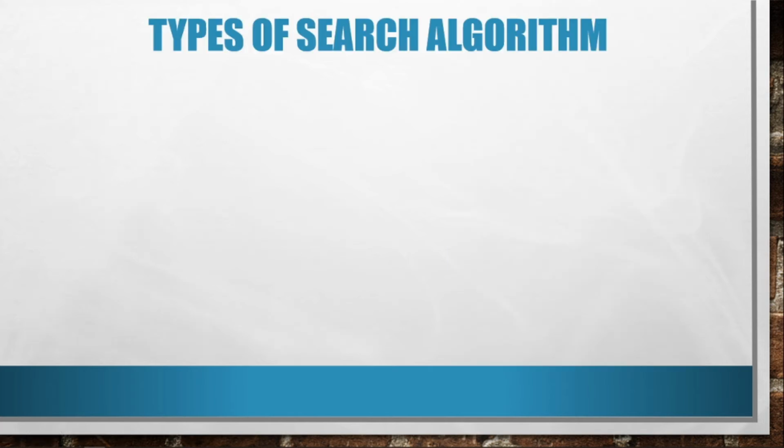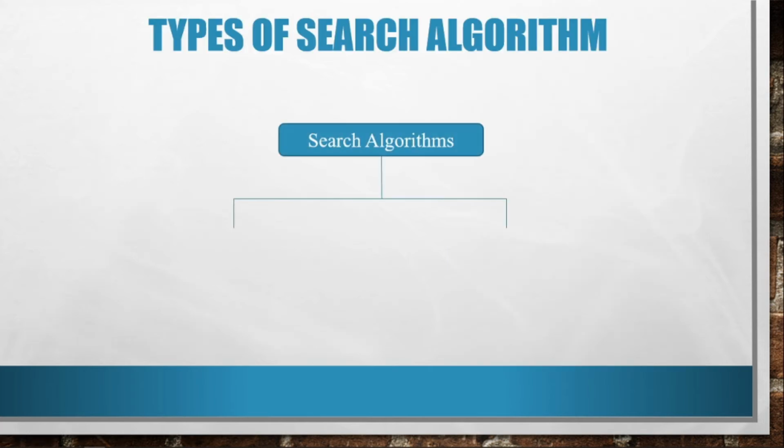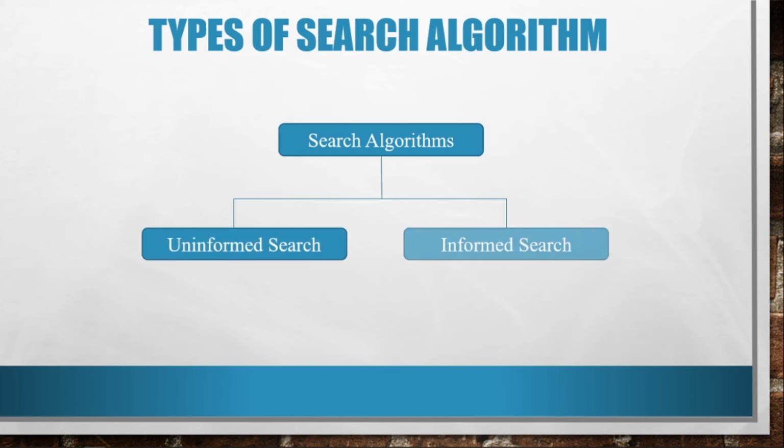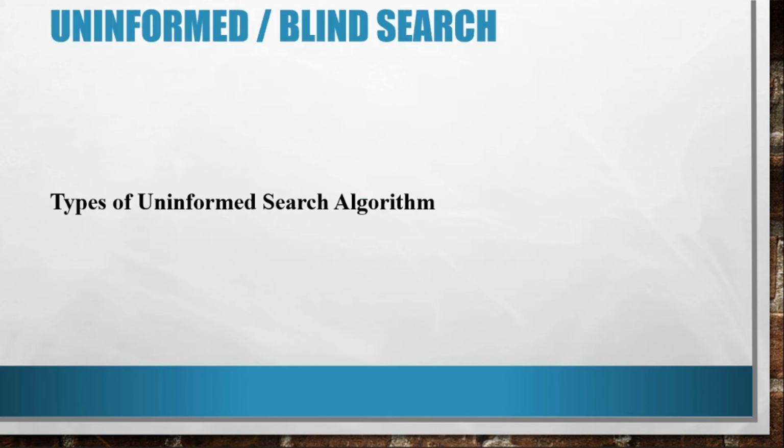Now let's move on to look at the types of search algorithm. So basically there are two types of search algorithm. We have the uninformed search algorithm and then the informed search algorithm. Now let's move on to look at the uninformed search algorithm.